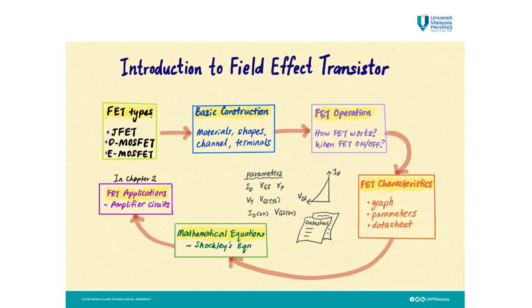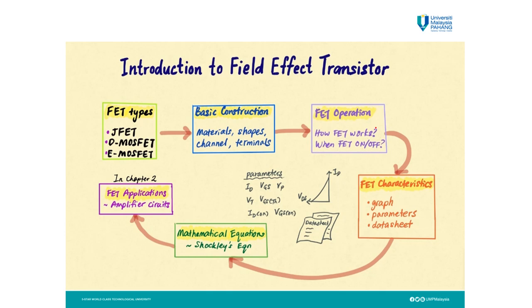FET types, where we have 3 types: JFET, DMOSFET, and eMOSFET, will be covered in this topic. And then for each type, we go into detail for the basic construction. Basic construction will explain about the materials, shapes, channel, and terminals. And next, we will go to the FET operation, where you will know how FET works, and you also know when FET will be on and will be off.